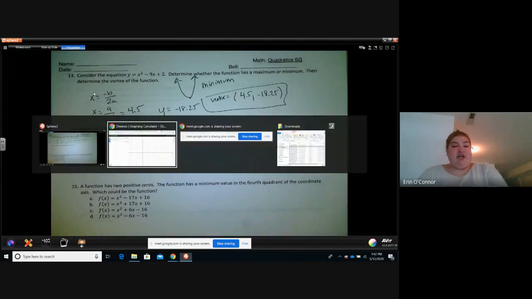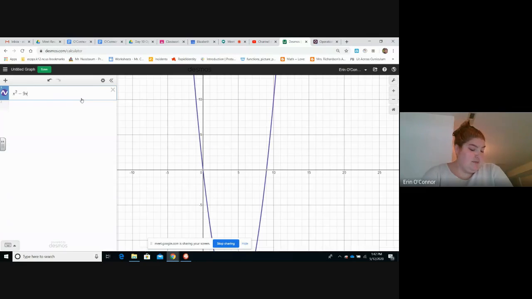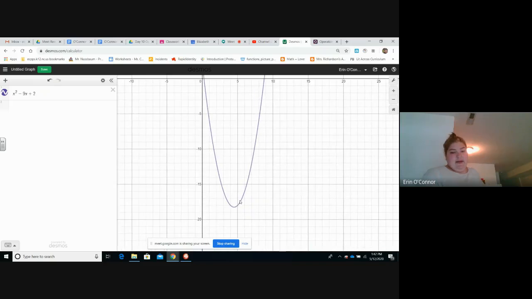Now we're going to double check this by putting this whole equation into Desmos. So x squared minus 9x plus 2. And we're going to actually see it has a minimum, and that minimum is at 4.5, -18.25. So we can also get it from Desmos.